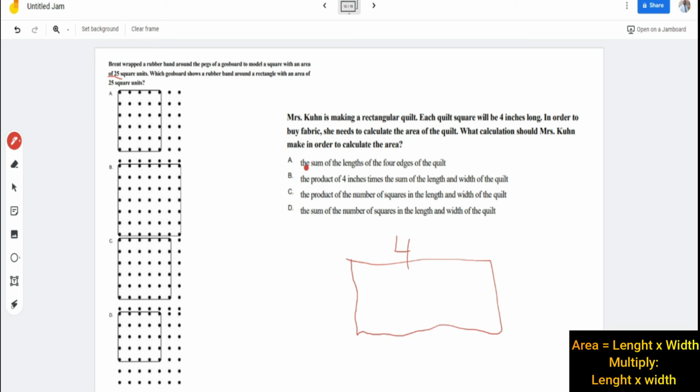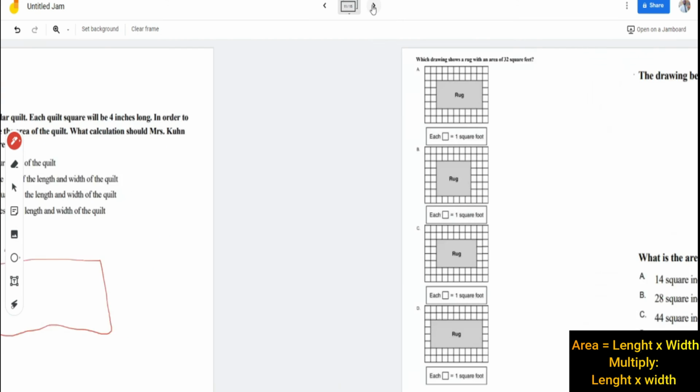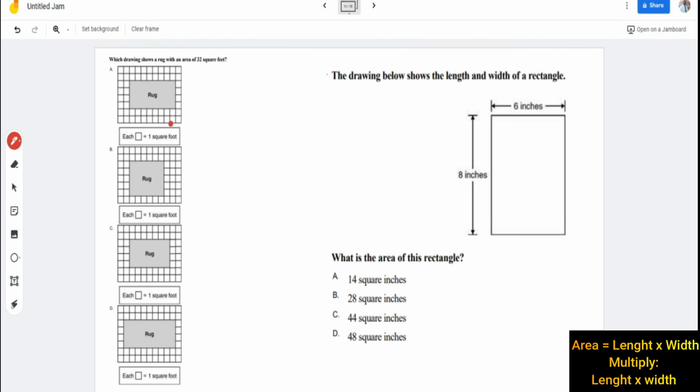The sum of the length? No, you don't do the sum when you do area. You have to get the product. Okay, but there are 3 choices here. So all I can tell you is don't take the sum. I will not give you any hint on this. You have to figure it out yourself. It's independent work, remember.